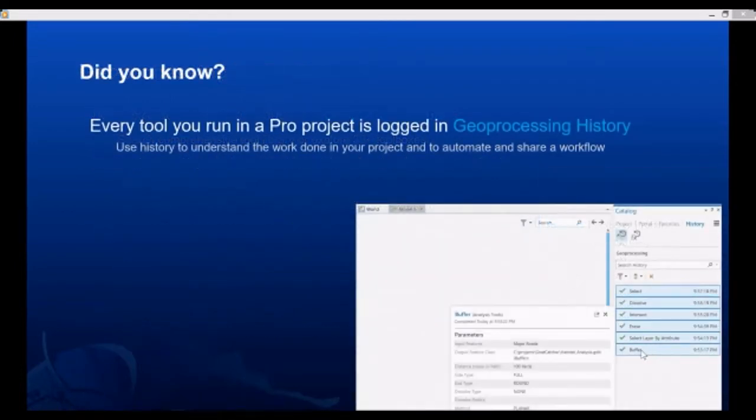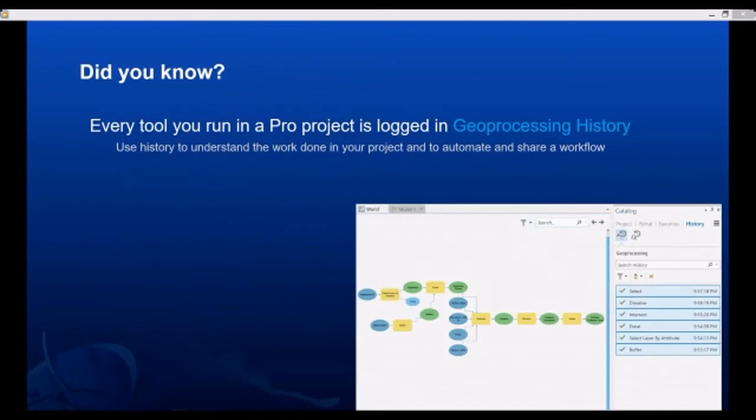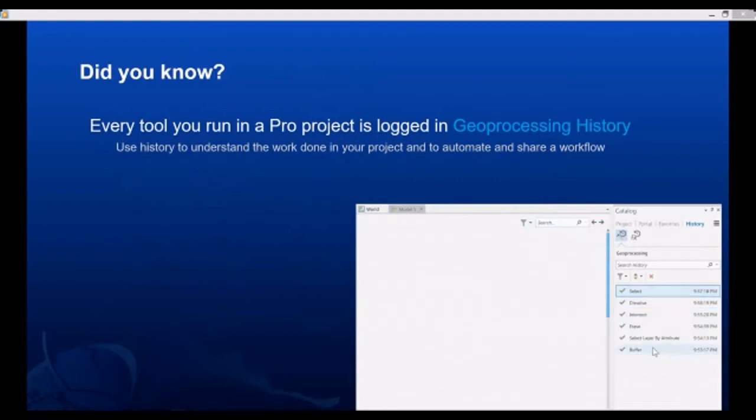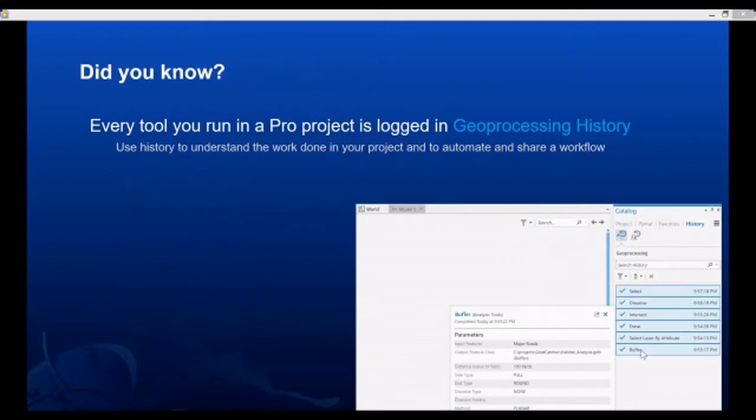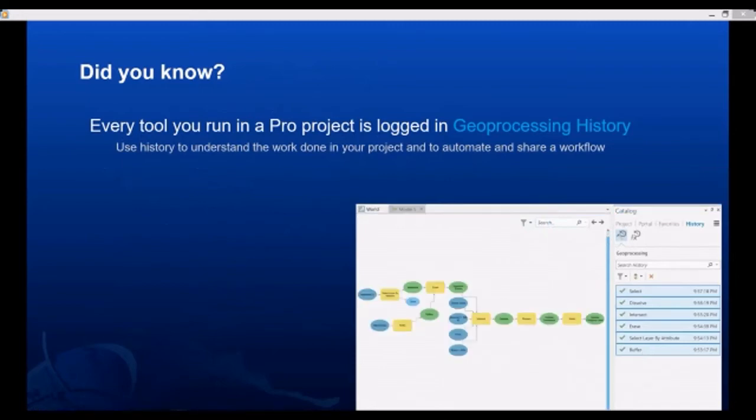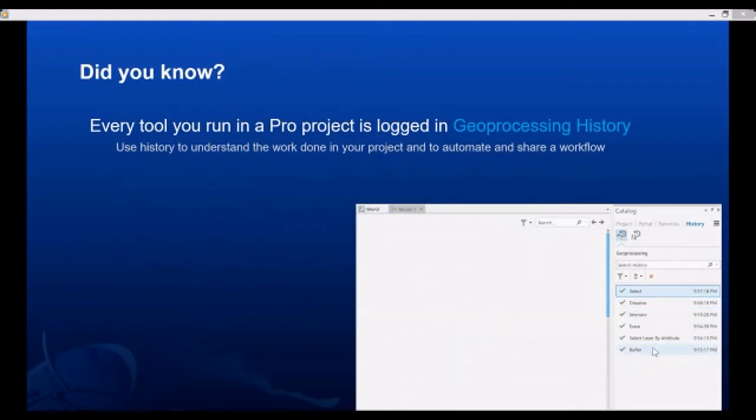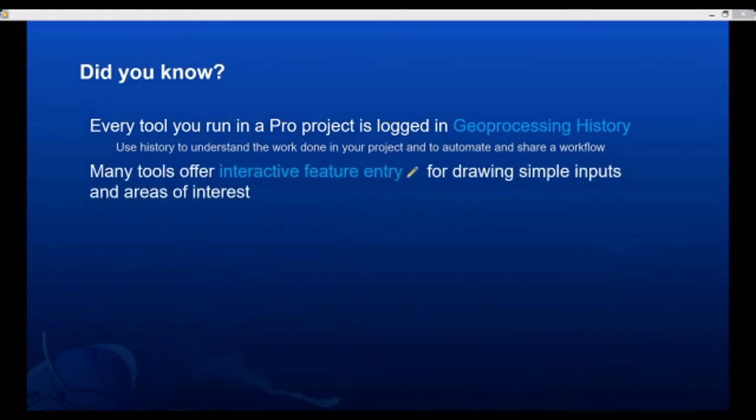Did you know that the geoprocessing history pane provides a log of all the tools that you run? I'm a big fan of this because you can leverage the history pane to rerun a previously run tool or set of tools and save your workflow as a model or a Python script.